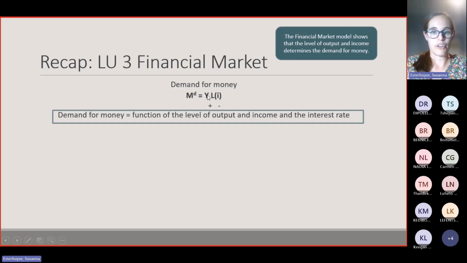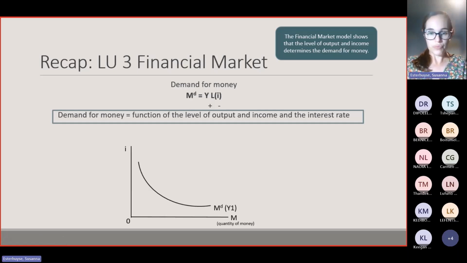And there's a positive correlation: as your level of output and income increases, your demand for money increases, because you are able to do more transactions. And then the negative relationship between the interest rate and the demand for money, because as your interest rate increases, your willingness to save may increase, and your willingness to keep money in the most liquid form reduces, so your demand for money goes down.